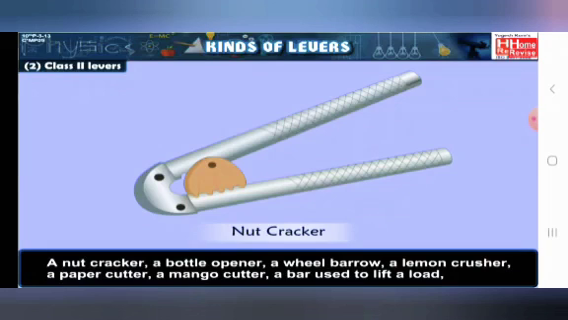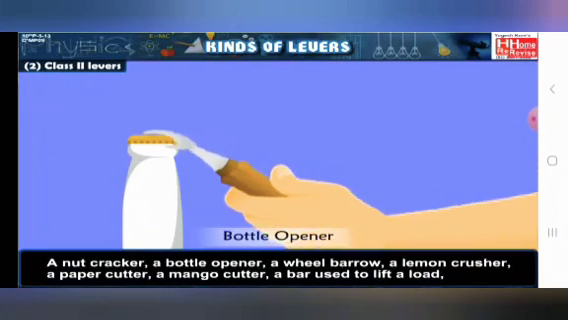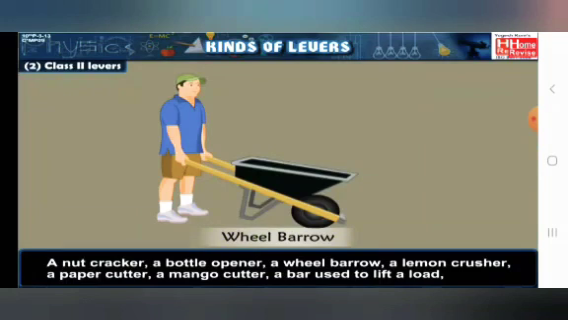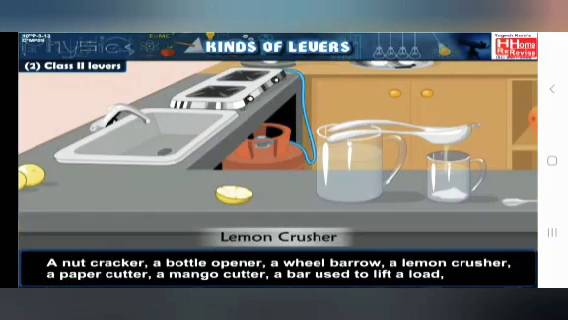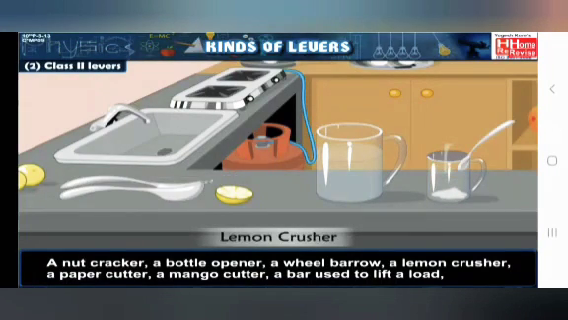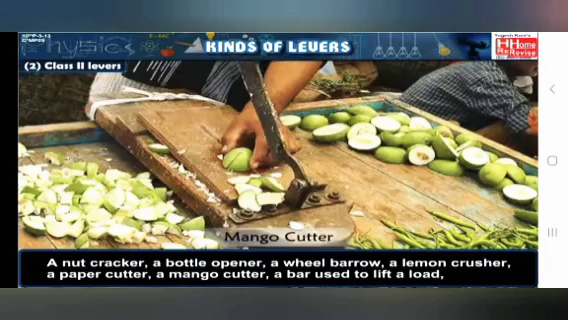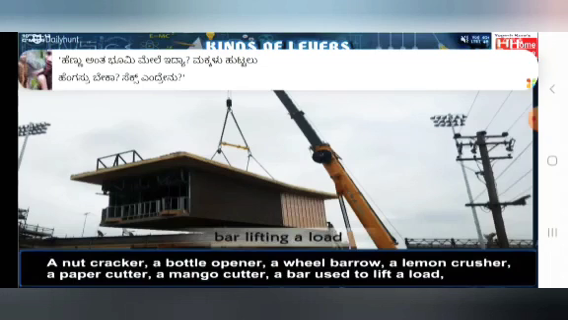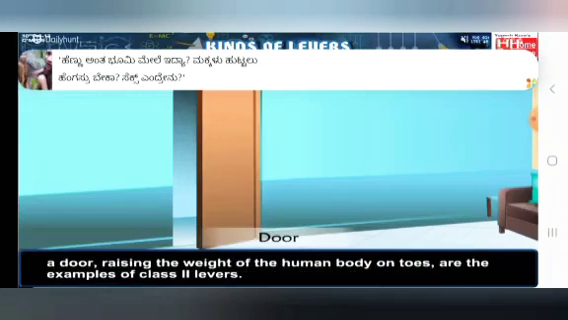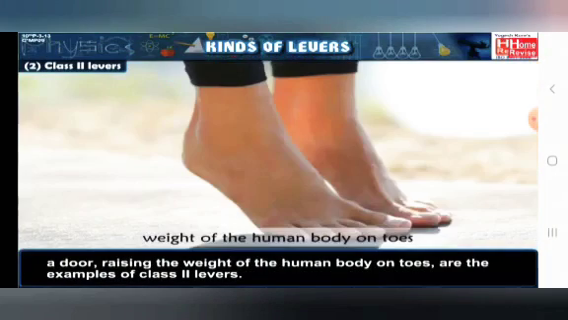Examples: a nut cracker, a bottle opener, a wheelbarrow, a lemon crusher, a paper cutter, a mango cutter, a bar used to lift a load, a door, raising the weight of the human body on toes.